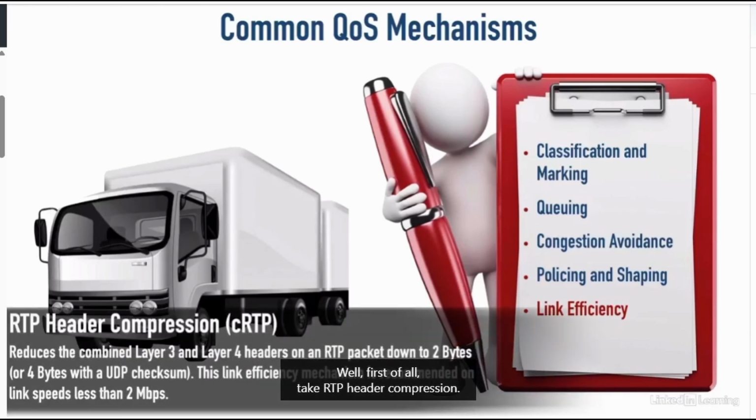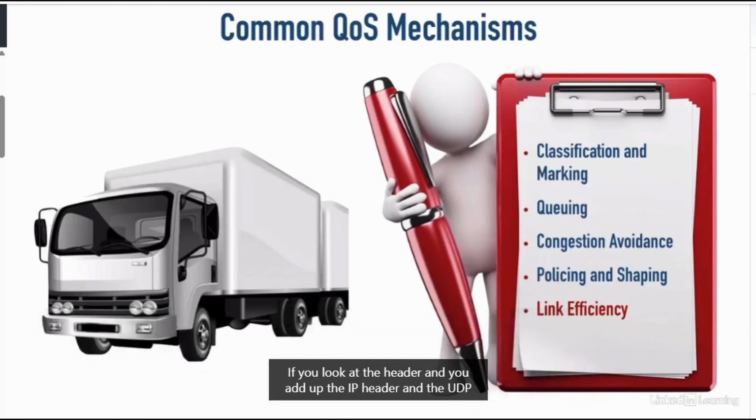What do I mean by low speed? First of all, take RTP header compression. That's one of the link efficiency mechanisms. RTP is the Real-time Transport Protocol. That's what we use to send voice traffic and also video traffic. If you look at the header of a voice packet, it could be 40 bytes in size. If we use a coder-decoder, or codec, of G.729, a common codec for voice that's going to save bandwidth, and you add up the IP header, the UDP header, and the RTP header, it's a whopping 40 bytes compared to a payload size of only 20 bytes. That's right, the header's twice the size of the payload. That's not a good ratio.